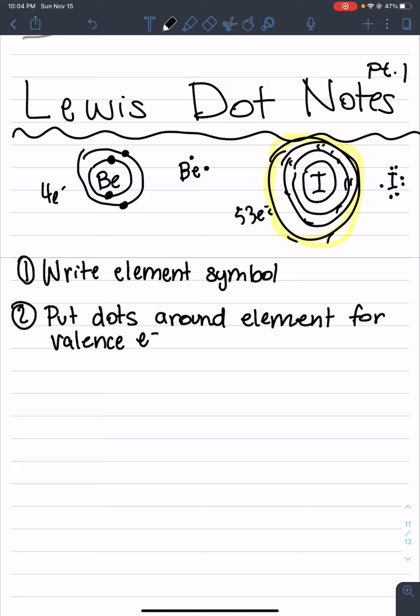So what we're going to do is you put the dots in a clockwise circle around each side. And then you do it once around, and then you do it twice. So you're going to put them in a clockwise circle. Once, and then twice if needed.